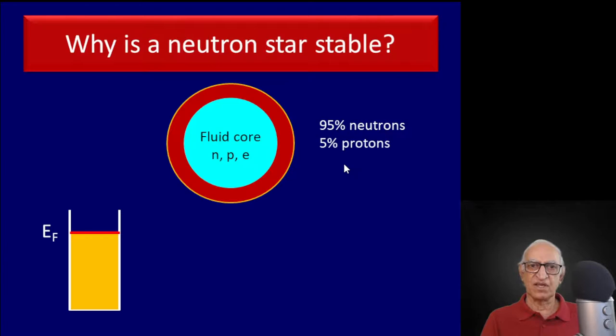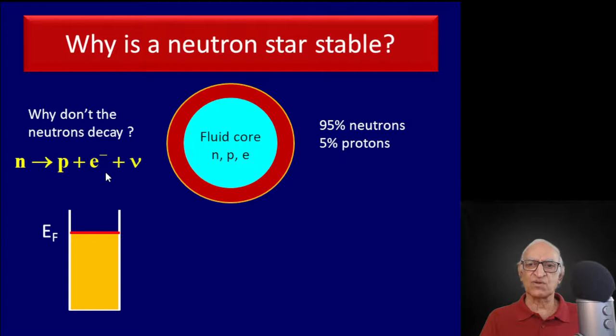Now, you can ask the following naughty question, namely, why don't these neutrons decay? Why don't the neutrons decay to a proton, electron, and an antineutrino? After all, if I put a neutron on the top of your table, after 1,000 seconds or so, it'll probably decay to a proton, electron, and emit an antineutrino. So why don't all these neutrons decay? In other words, why is a neutron star stable?